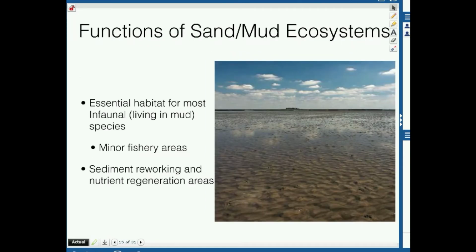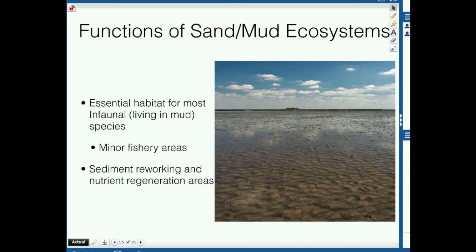So these sand, mud ecosystems, beach type of ecosystems, are important habitat for critters that live in the mud. Infaunal means they live in the sand or the mud. It can be a minor fishery. There are things that live in the sand that fishermen might like to catch. You can think, a lot of times they sell sand dollars, right? People will catch those. And then it's a place where sediment is continually moving around and regenerating.